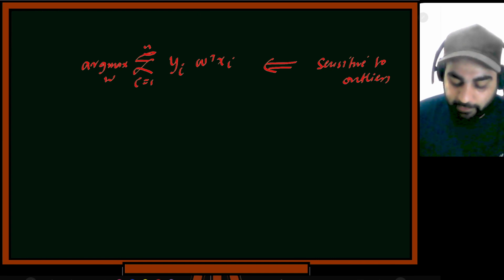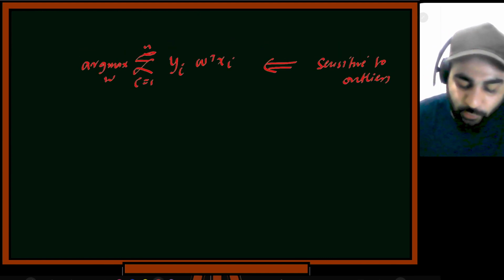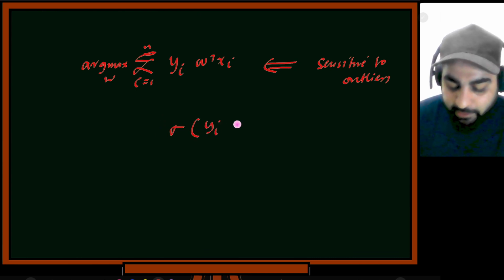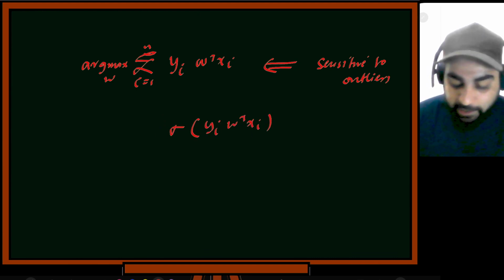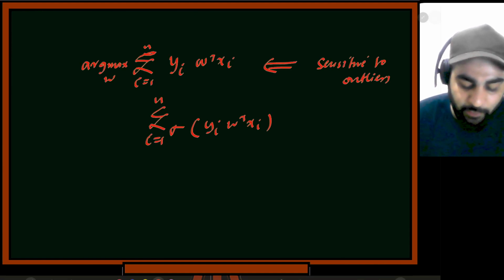After that, what we said is we'll pass this through the sigmoid function. We'll write the sigmoid with sigma now. So we'll pass sigma of yi w transpose xi, then we'll take the sum over all the values, i goes from 1 to n, and now we'll take argmax.